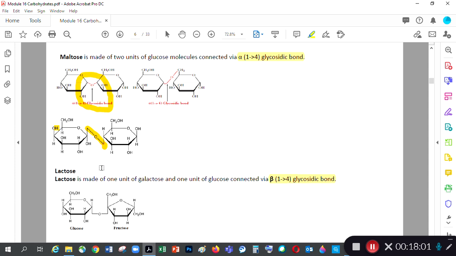And here, just to show you, lactose is made of galactose and glucose connected to each other.